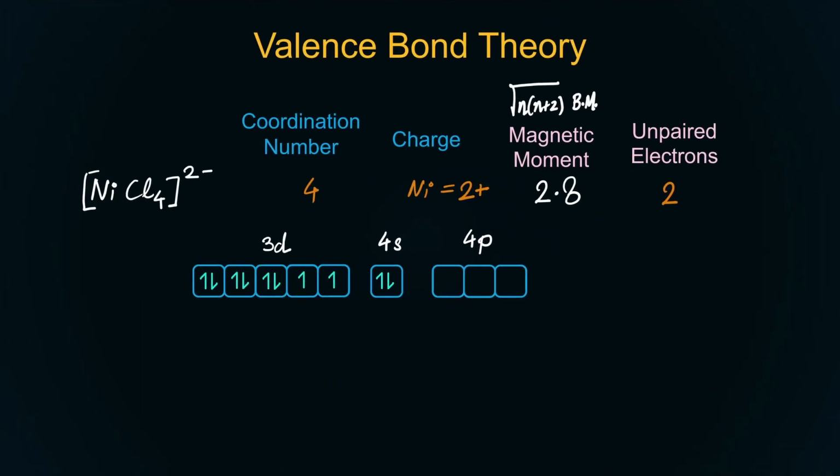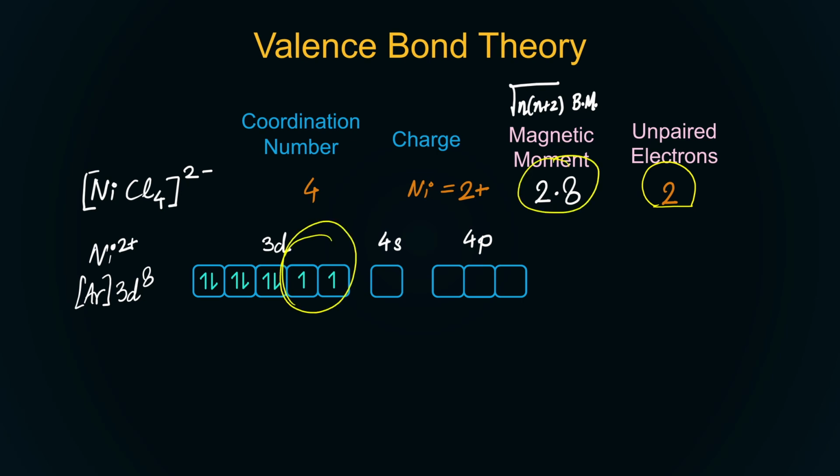Okay, so nickel, NiCl4 2-. This is the electronic configuration of the ground state of nickel. It's going to be argon 3d8 4s2. Now, the charge over here is 2+, so let's remove 2 electrons right away. And this has 2 unpaired electrons, which gives the magnetic moment of 2.8. So it looks like these are going to stick around. And what's going to happen next? I think you know what's going to happen.